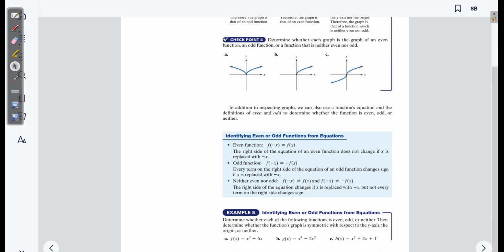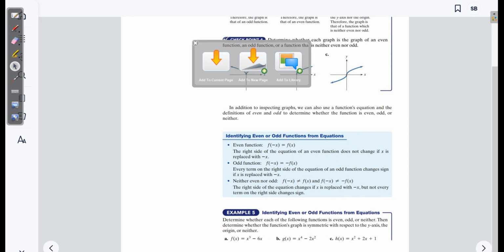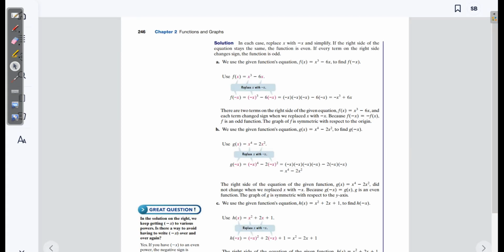Okay, so next up we're going to do the even and odd function here. Example 5 reads: determine whether each of the following functions is even, odd, or neither. Then determine whether the function's graph is symmetric with respect to the y-axis, the origin, or neither. In order to do this, we're going to replace x with a negative x, and then we're just going to do the arithmetic.